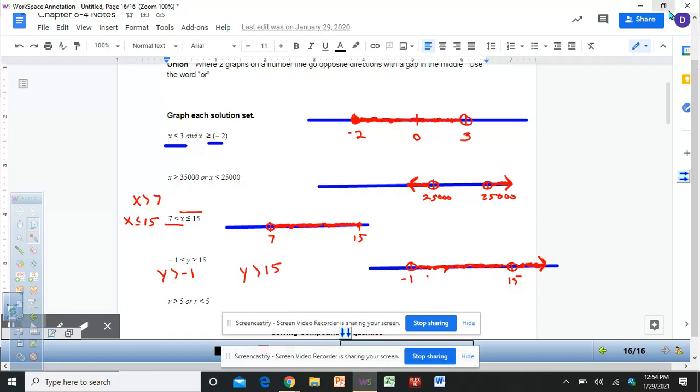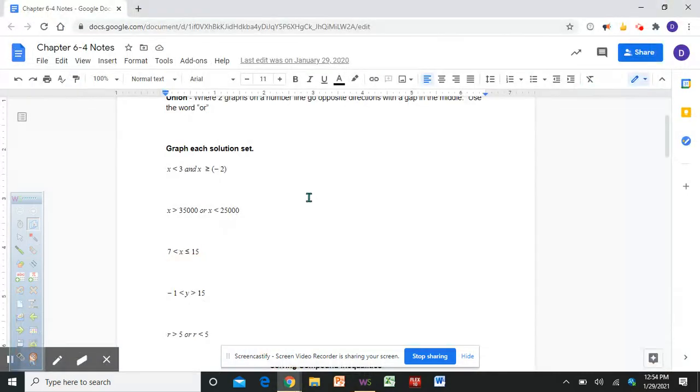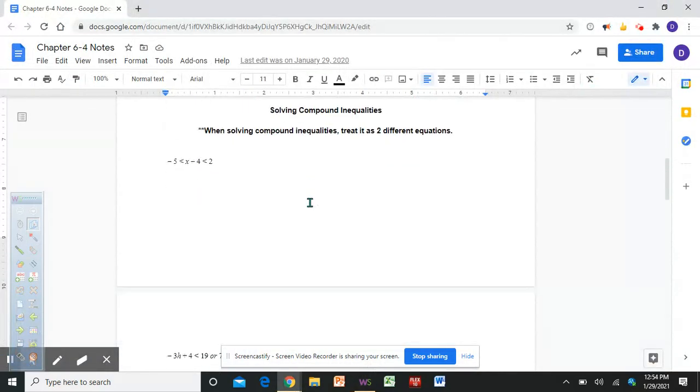Okay, so there's different types of graphs. We see some that combine in the middle. We see some that go opposite ways. We see some that are combined like this and do that. Some that are combined and do this and do that. So there's multiple different types you're going to see today, which is fine.